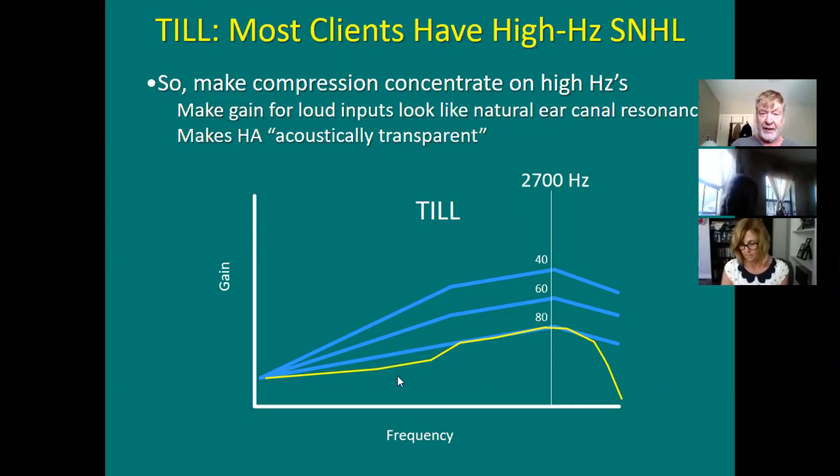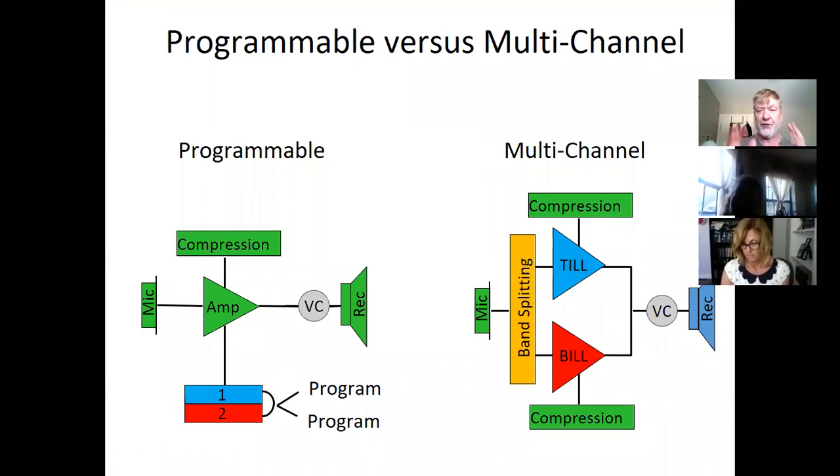So now the gain of the hearing aid, this bottom line, is almost matching or looks a lot like the outer ear canal resonance. So the hearing aid is acoustically transparent for loud inputs, because the guy doesn't need anything happening for loud inputs anyway. So there's all these sort of intellectual reasons for these things.